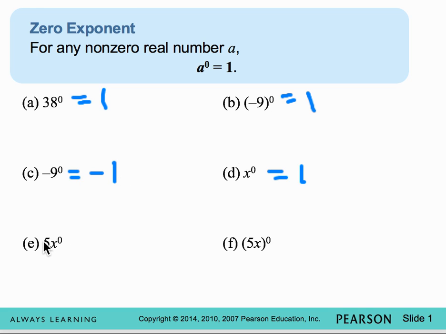Same thing here. This 5 does not have an exponent on it. It has nothing to do with that 0 power. So this is 5 times 1 because x to the 0 is 1. But right here, 5x, the whole thing, is being raised to the 0 power. Anything to the 0 power is 1.